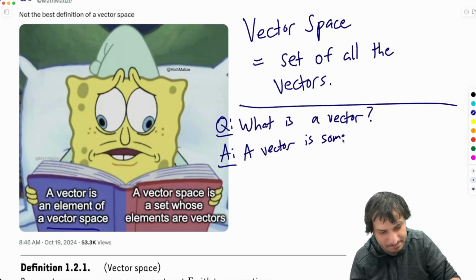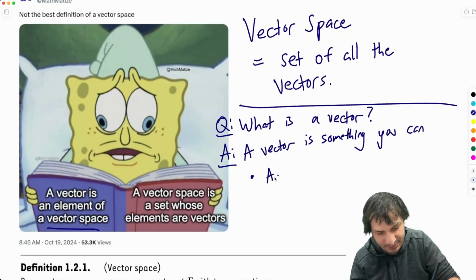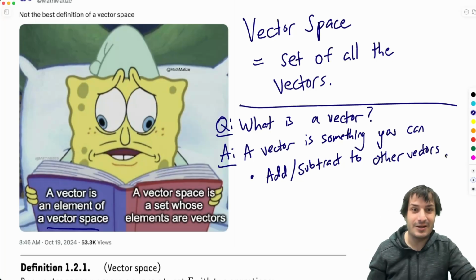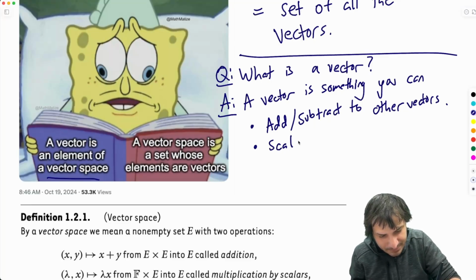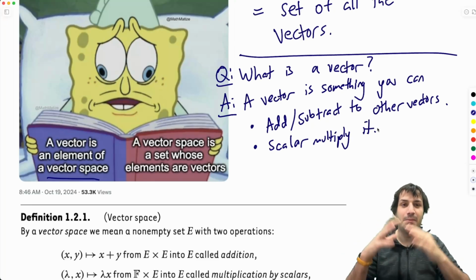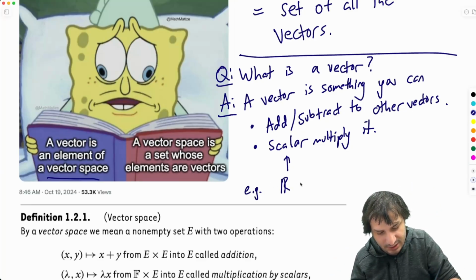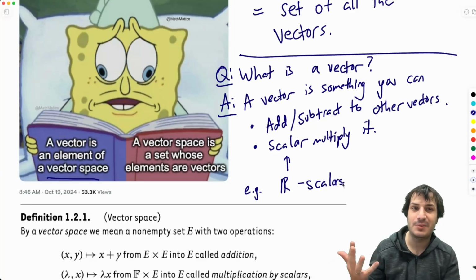A vector is something you can, one, add to other vectors. I'll say add or subtract, because very often we subtract them from other vectors. And the other thing you can do is scalar multiply it. Scalar multiply means multiply it by, for example, if the real numbers are the scalars you're using, e.g. R scalars, then you can multiply your vector by a half or multiply it by 2. You can shrink and stretch the size of vectors by multiplying them by numbers.